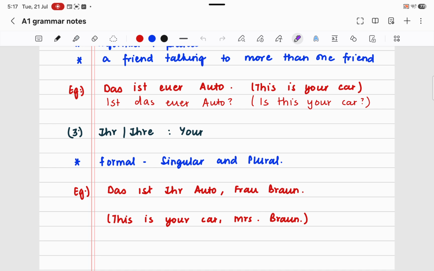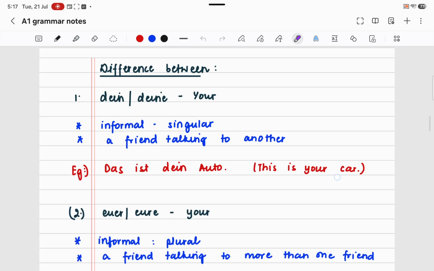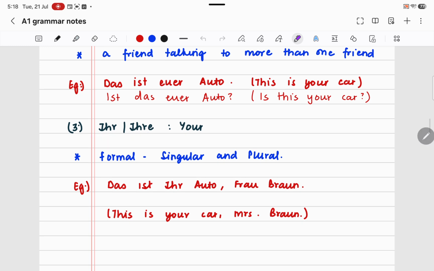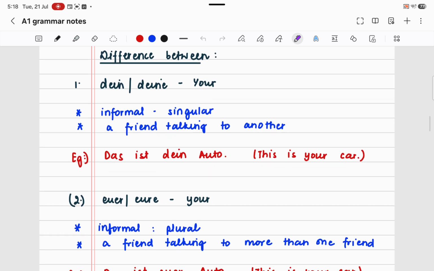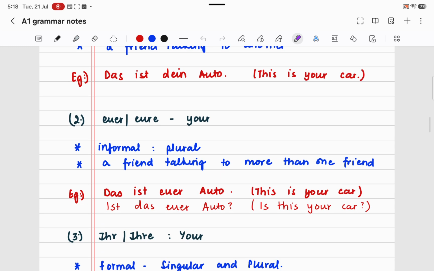For formal, singular and plural, we have das ist Ihr Auto, Frau Braun. Here we are talking to Frau, which means Miss or Mrs. Braun, so we use the formal your. So this solely depends on formal and informal. If you are having a formal conversation, we will always use Ihr or Ihre for singular and plural. But if you are having an informal conversation, for a singular your you are going to say dein or deine, and for a plural your it is going to be euer or eure.